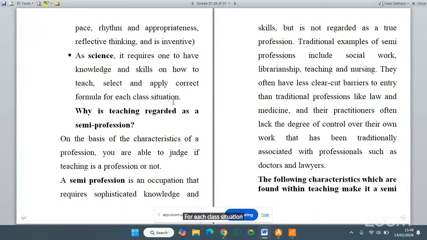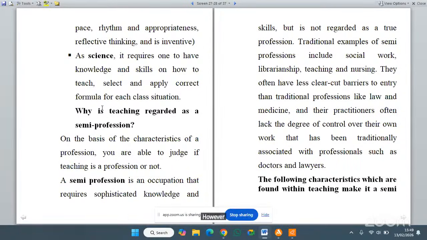So that is what we are saying. Teaching is regarded as both a science and an art, because it requires creativity, reflection, thinking, invention, and so forth. And it's also a science because you need a skill, you need to use knowledge, select, apply, correct, and all of this requires a scientific approach.